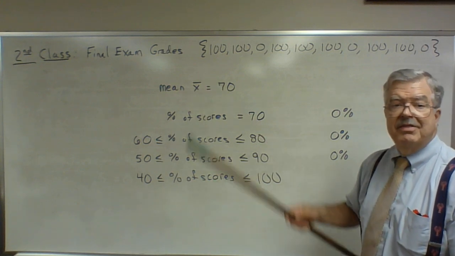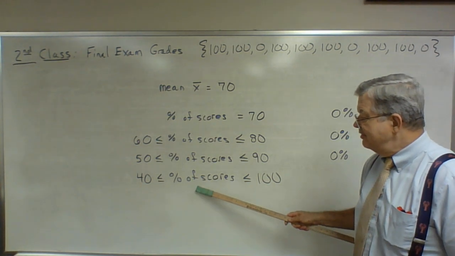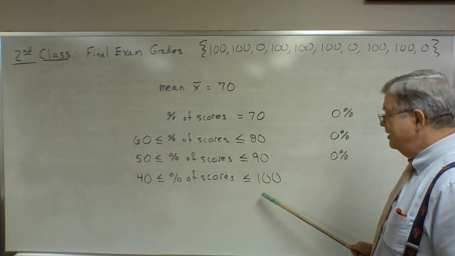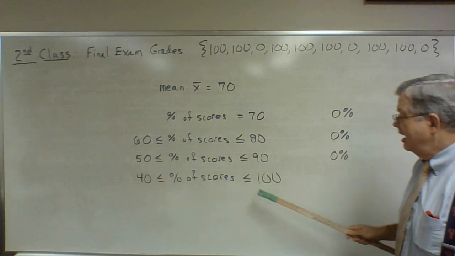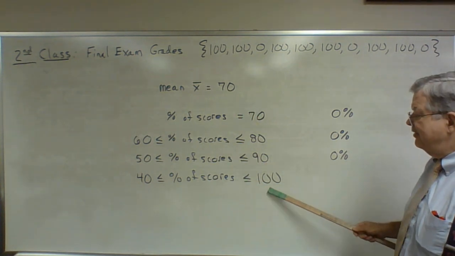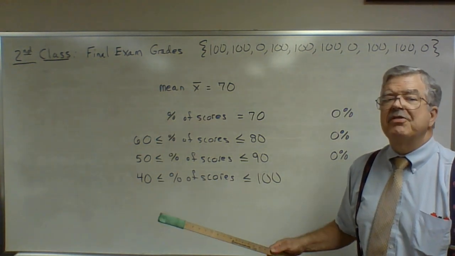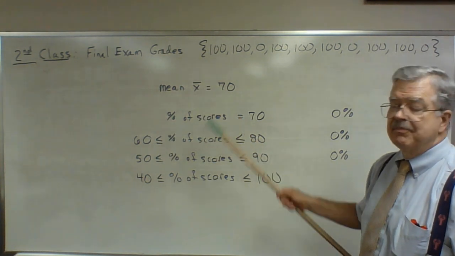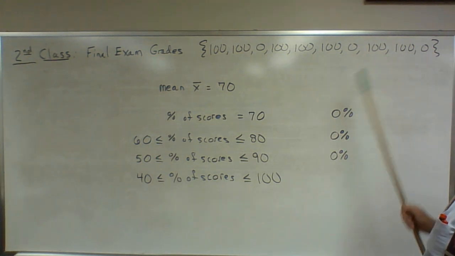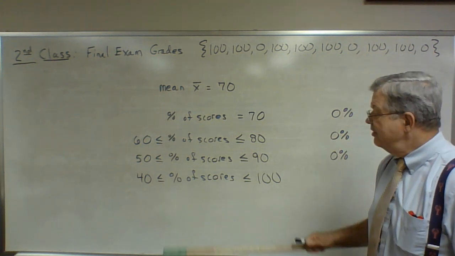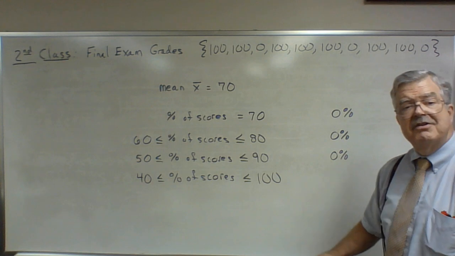Well, I'm going to widen the category again. The percentage of scores between 40 and 100. Now, 40 is 30 points below the mean. 100 is 30 points above the mean. And we would think surely we'd have a bunch of people scoring within 30 points of the mean either way. And we do have some. All of these 100s, 7 of them, are within 30 points of the mean. They're in this category. 7 out of 10, that's 70%.